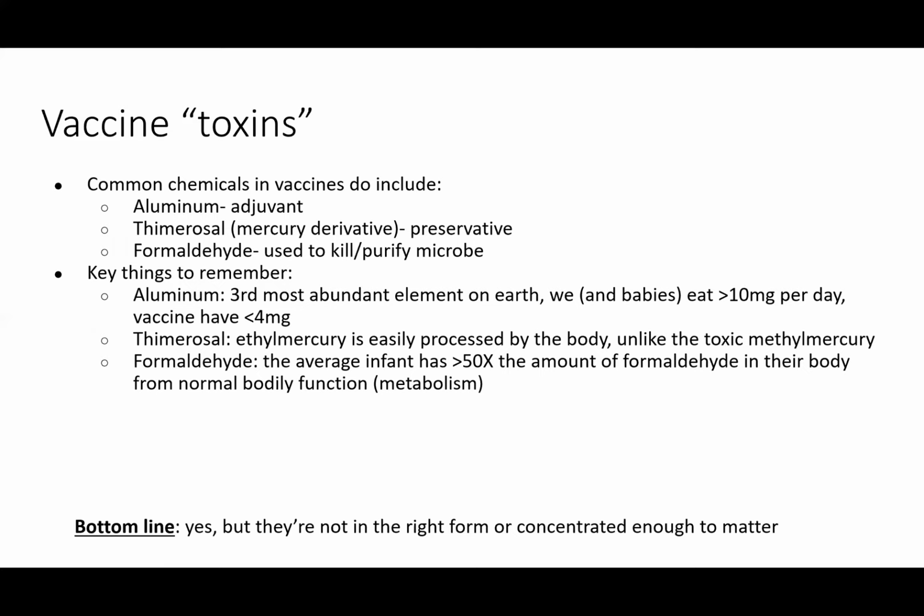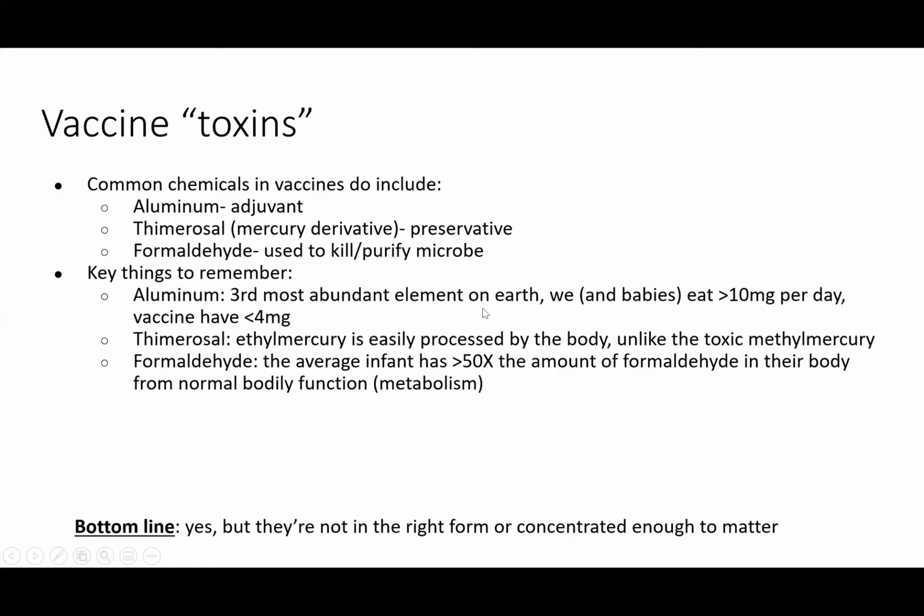So those are the three common things. There are some other things, but those are the three most common things you'll find in a vaccine. The important thing to remember here is aluminum is the third most abundant element on the earth. Humans and babies eat, it depends, but at minimum, we eat 10 milligrams of aluminum per day, simply because aluminum is almost in everything we eat. And it's not like we're drinking it or getting it from utensils or stuff like that. It simply is just found in every organism simply because of how abundant it is on the planet as a whole.